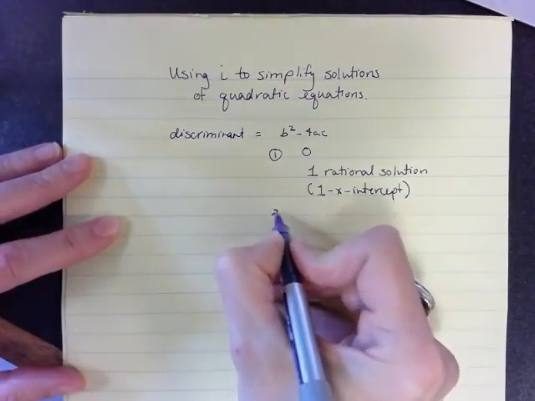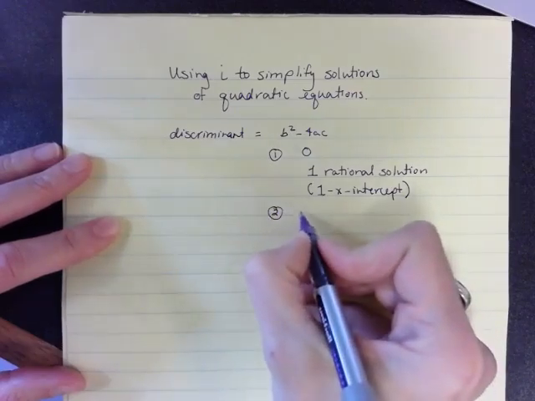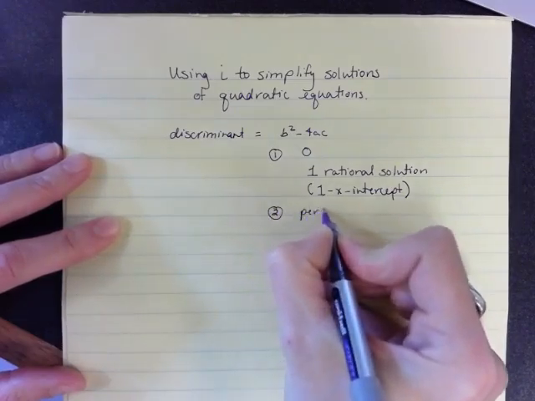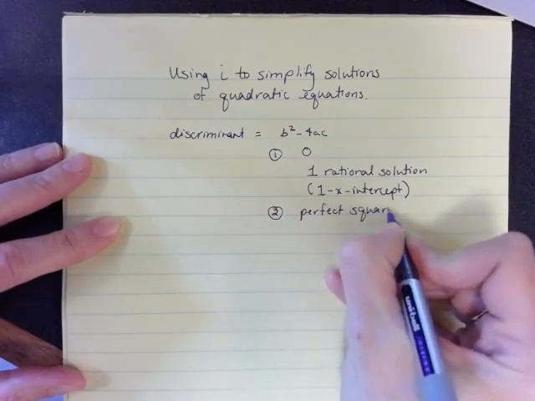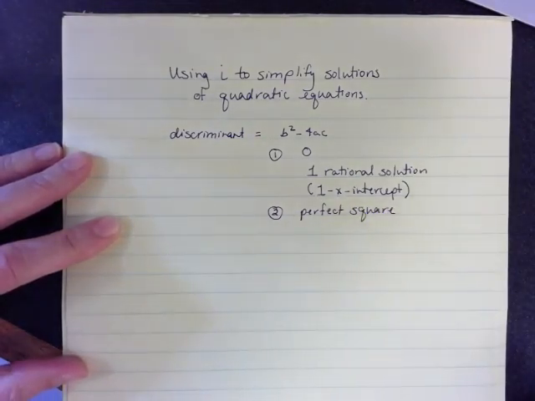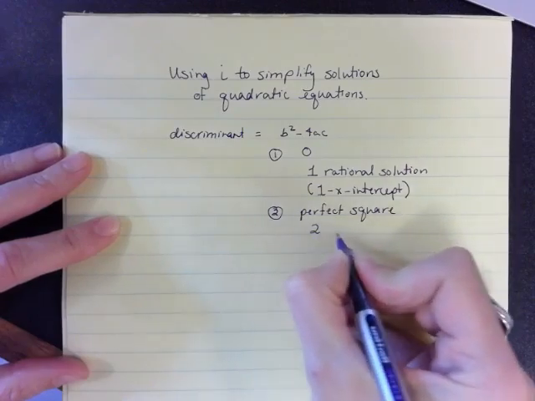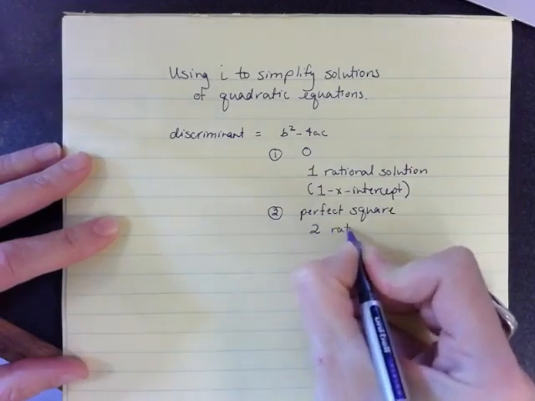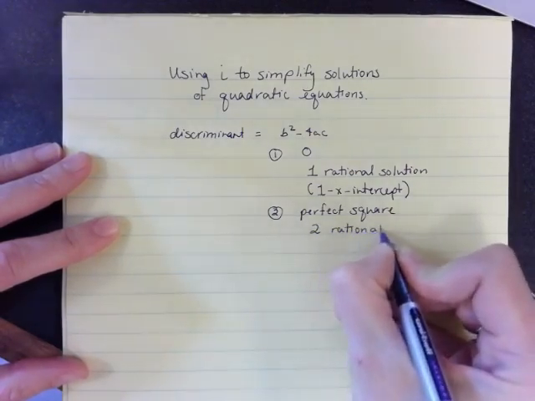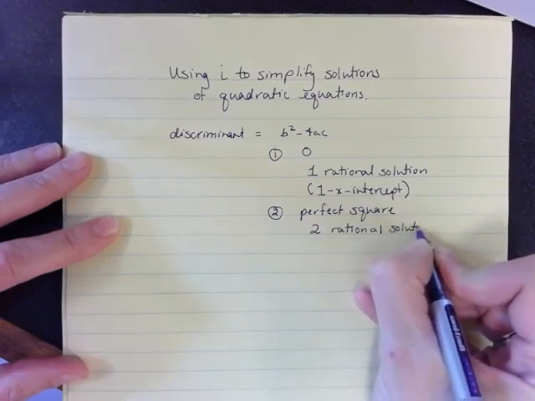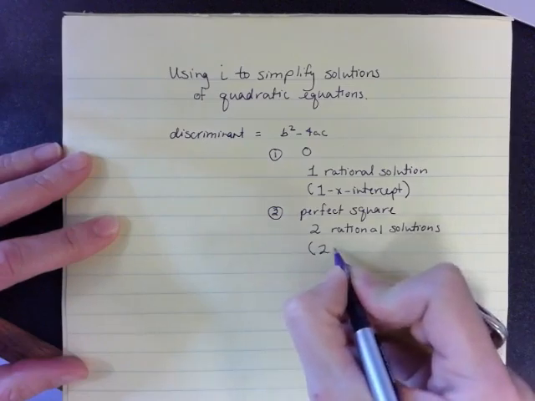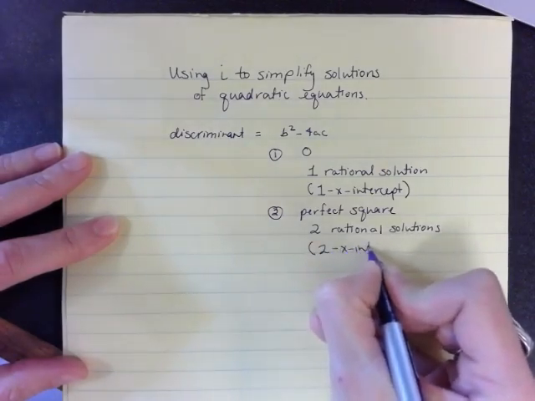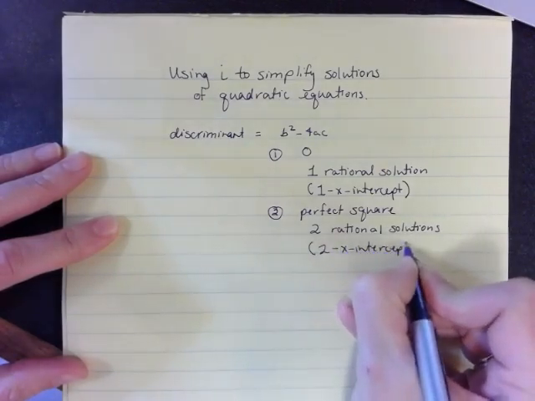Number 2. If we have a perfect square, any perfect square, we're going to get two rational solutions. And that means we're going to have two x-intercepts if we were to graph it.